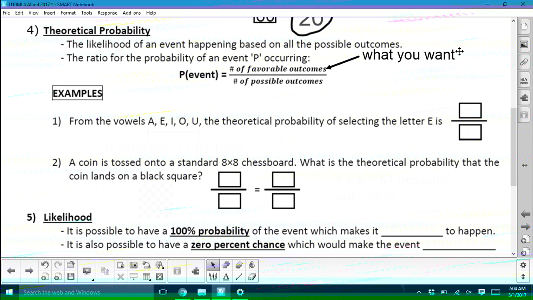So we'll take the number of outcomes that we'd like to happen over the total number of possible outcomes. For example, if you had the vowels A, E, I, O, and U, 5 vowels, in a hat, folded up in pieces of paper, what will be the theoretical probability of selecting the letter E? The truth is there's only one letter E out of 5 total possibilities. So the theoretical probability will be 1 out of 5.